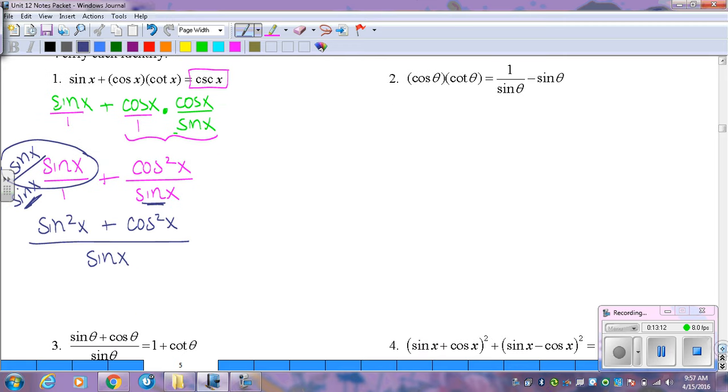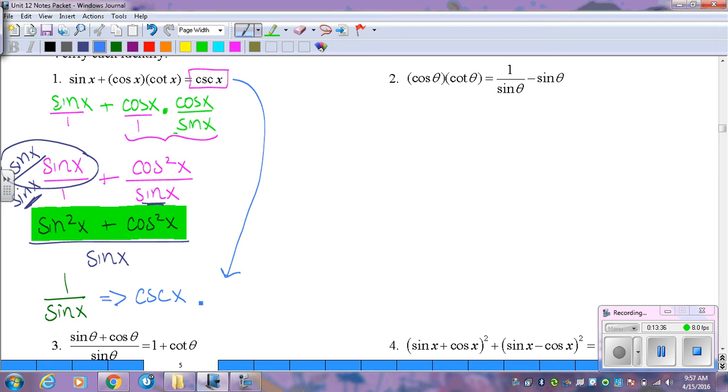Now, if you remember at the beginning of the notes, I said sine squared plus cosine squared was equal to what? Yes, 1. So right there's that Pythagorean identity that comes in handy. So this is equal to 1 over sine x. Now, what is 1 over sine x? It's cosecant. So because it's cosecant, and then we wanted cosecant when we got all done, we have verified our identity.